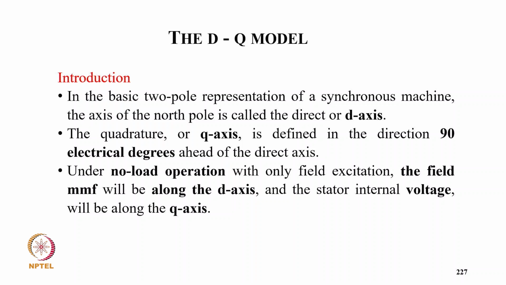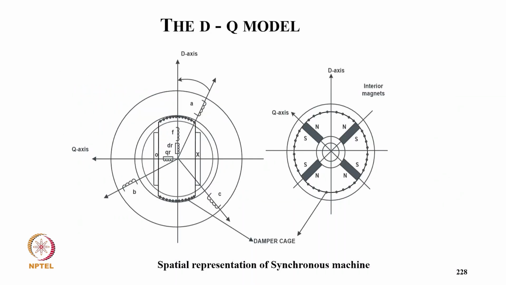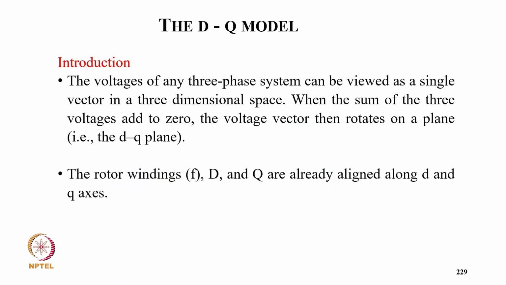Under no load operation with only field excitation, the field MMF will be along the D axis, and the stator induced voltage will be along the Q axis. And this is typically the spatial representation of your synchronous machine, with permanent or field excitation. Normally, we are considering a conventional synchronous machine which has a field excitation on the direct axis, and then you have a damper winding also, for the dynamics.